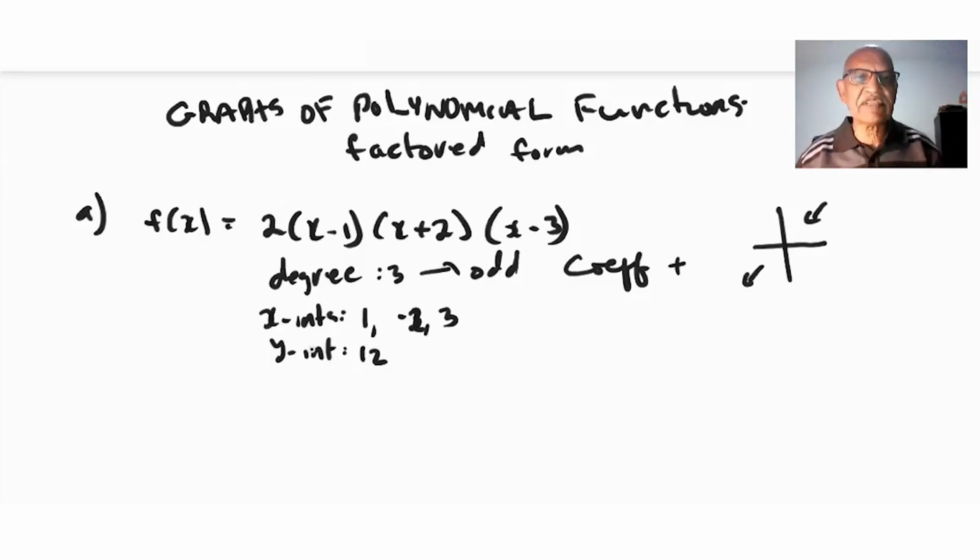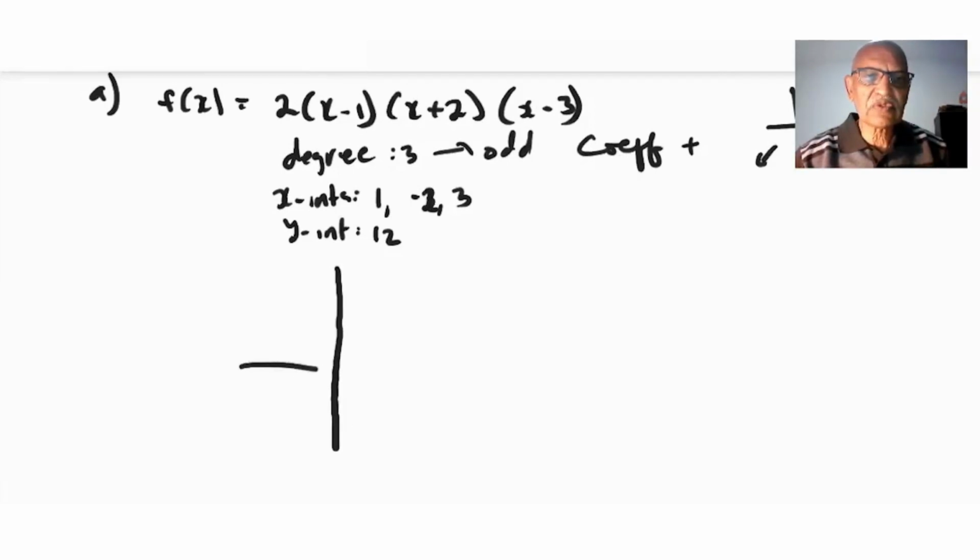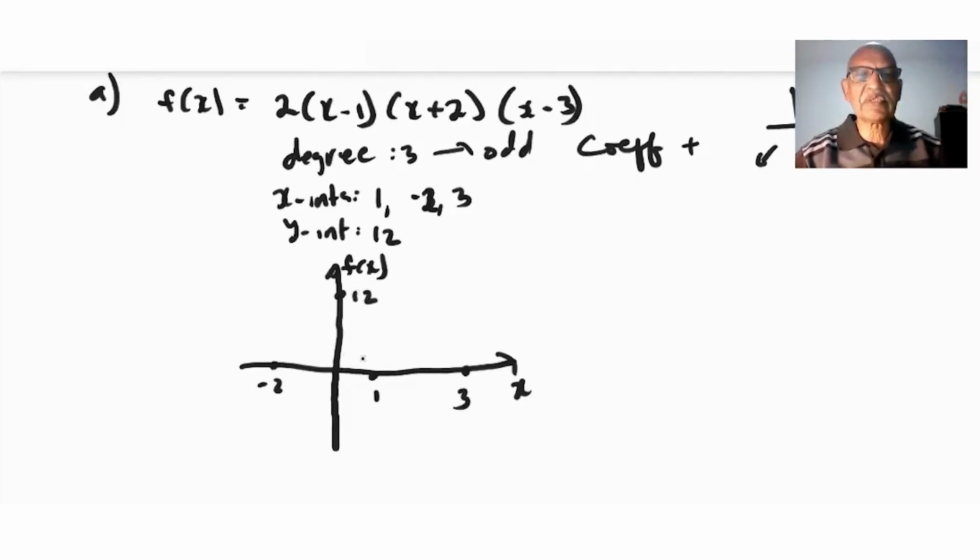Okay, so once I have these important points here, I just sketch the graph. So I know this is x, this is f(x). I just plot the points. The x-intercepts are 1, and then 3, and then negative 2. They are not in scale, therefore I just write here 12. They're not drawn to scale, just rough sketching.